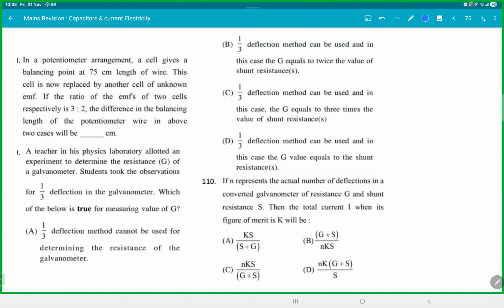The potentiometer cell gives a balance point of 75. This cell is now replaced by another cell of unknown EMF. If the ratio of the two EMFs of the cell is respectively 3 and 2, the difference in the balance length on the potentiometer will be.